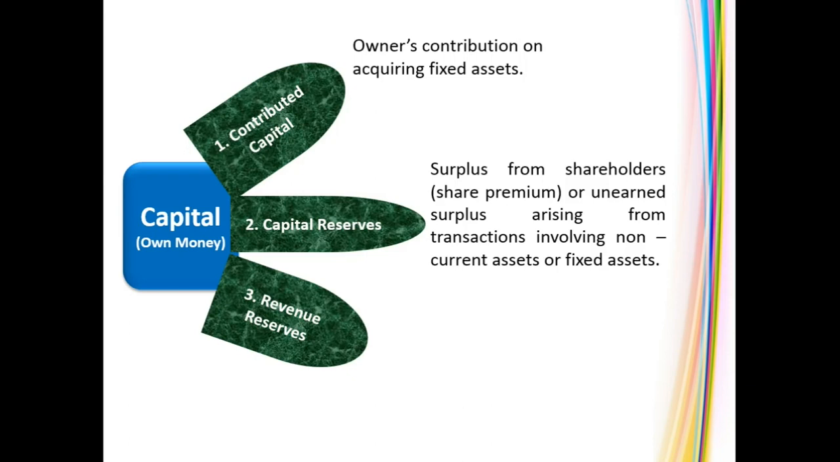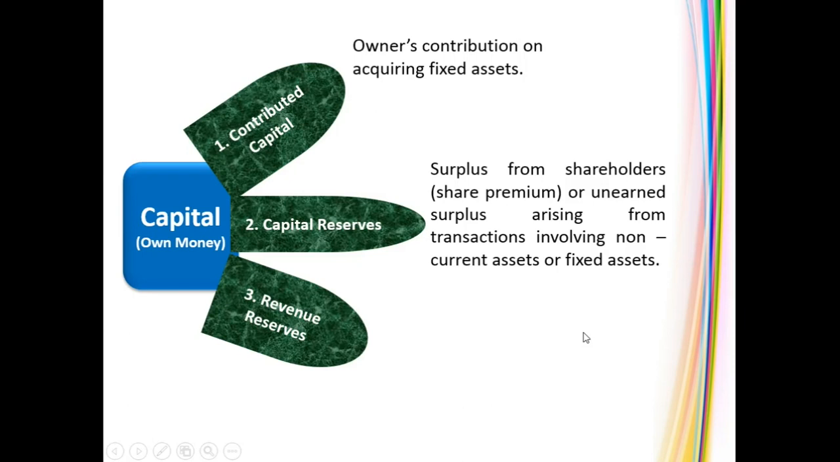Now this share premium is also a part of the capital of the company, but there is a catch: this amount of money cannot be used for normal operations of the business. It can be used for financing long-term assets, for purchasing long-term assets. Therefore, capital reserves can be represented by surplus from shareholders, which is called share premium, or unearned surplus arising from transactions involving non-current assets or fixed assets.